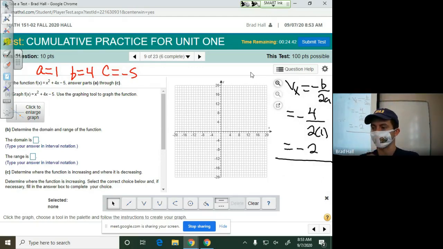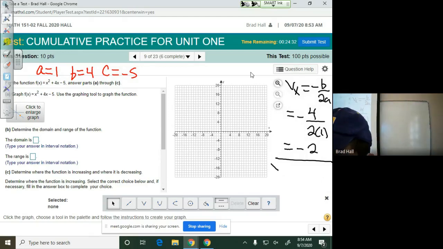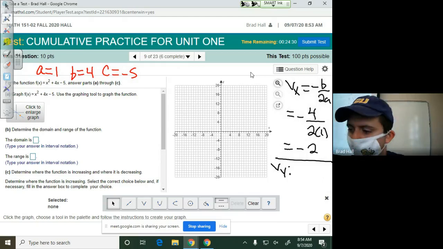Okay, so that's the x coordinate of the vertex. Remember that V with the little x next to it just means x coordinate of the vertex. So for the y coordinate of the vertex, you plug the x coordinate back into the function and solve for y.